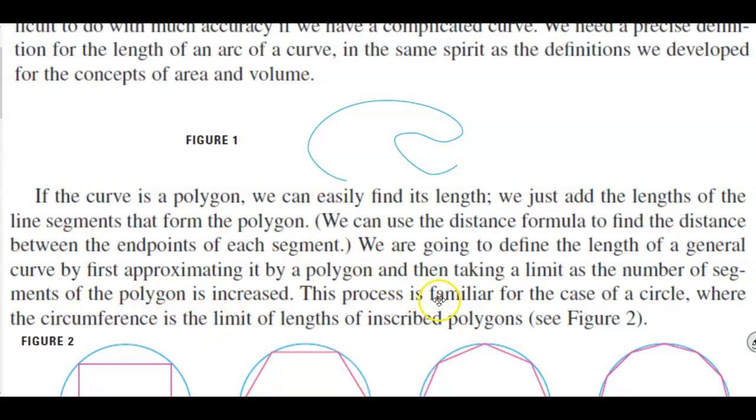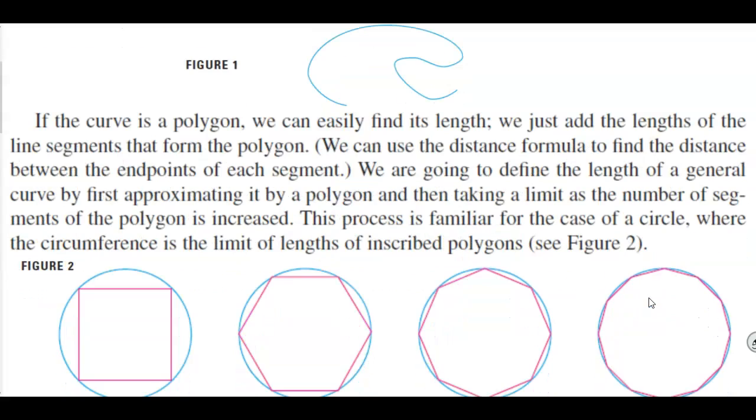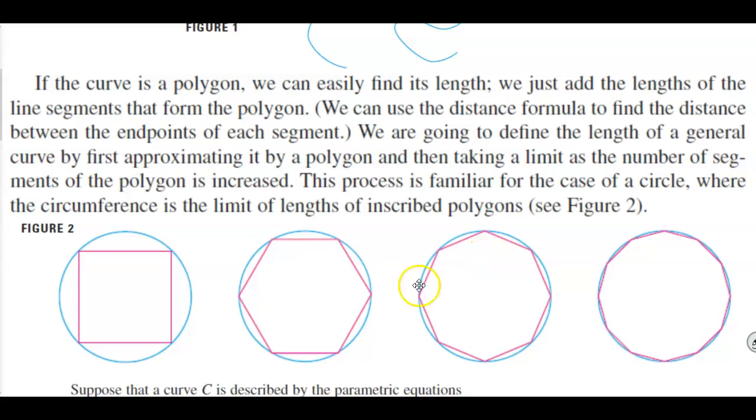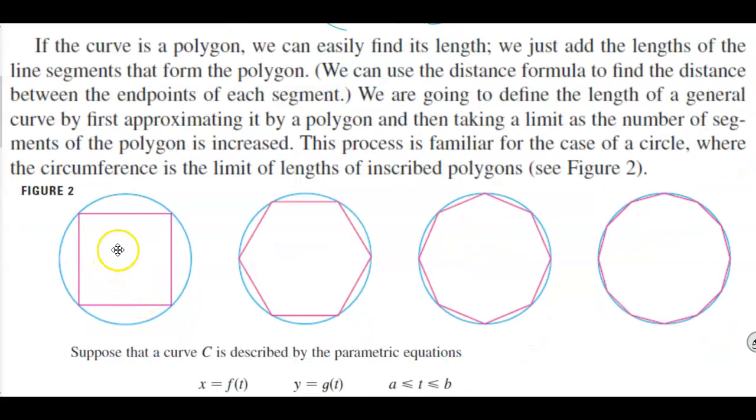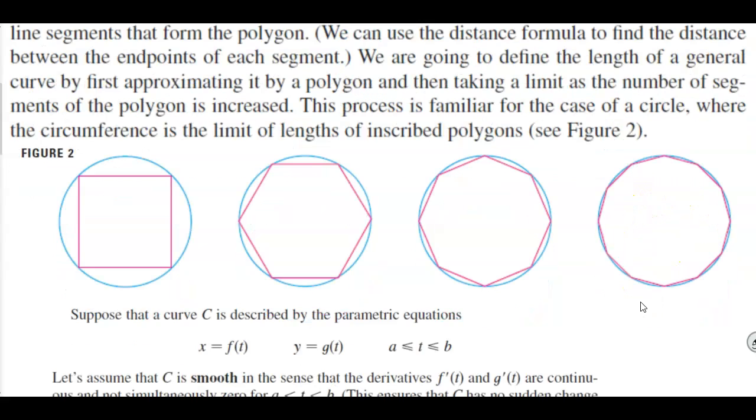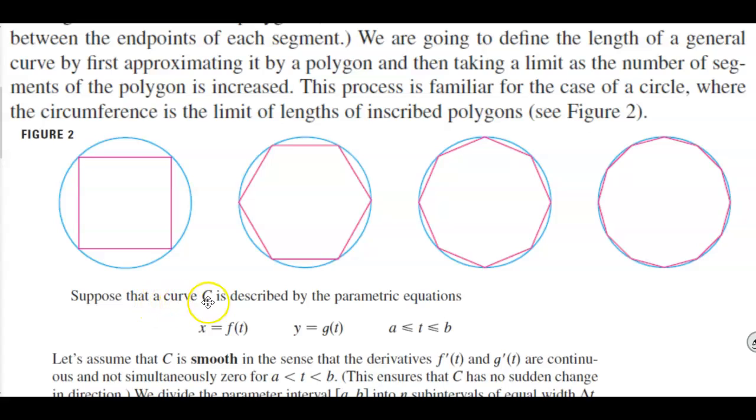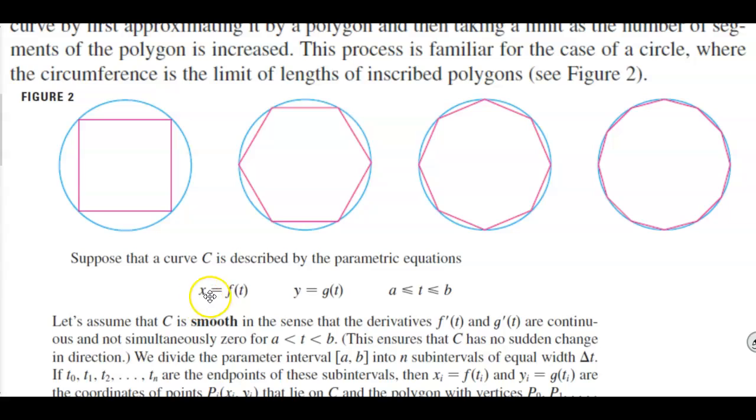Now this process is familiar for the case of a circle, where the circumference is the limit of lengths of inscribed polygons. And you can see here what happens: the square turns into these polygons to get really close to that circle. Now suppose that a curve C is described by the parametric equations x equals f of t, and y equals g of t, where t is between a and b inclusive.